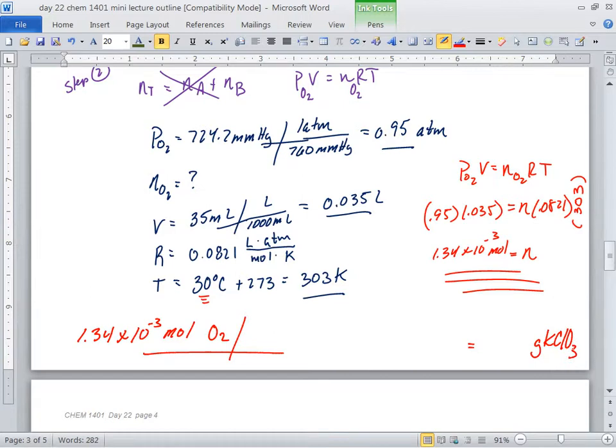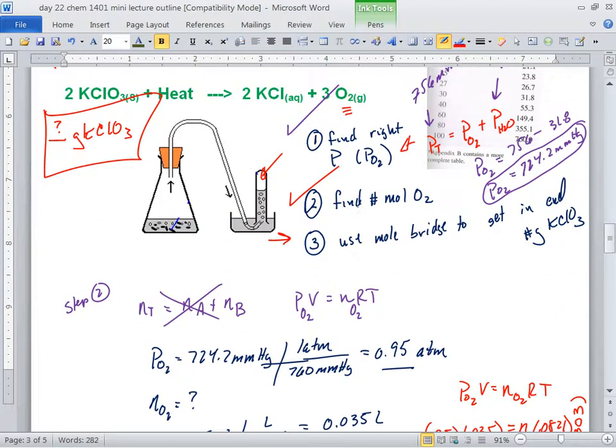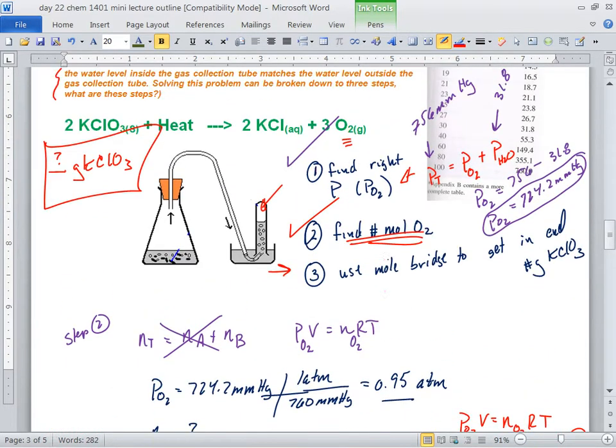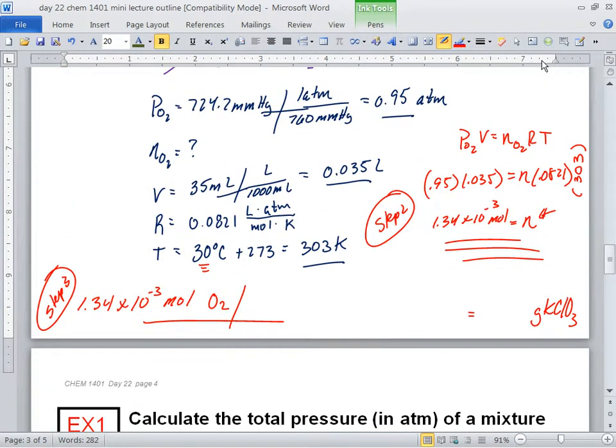So if that's what we want to do, Megan, what would be the first step? Yeah, we found moles of oxygen. Remember, Connor told us it was 1.34 times 10 negative 3. Yeah, so down here. Now we're doing step 3. We should identify these. Step 3, step 2. Here's my step 1. Megan, we want to end up in grams of KClO3. What would be your first step?